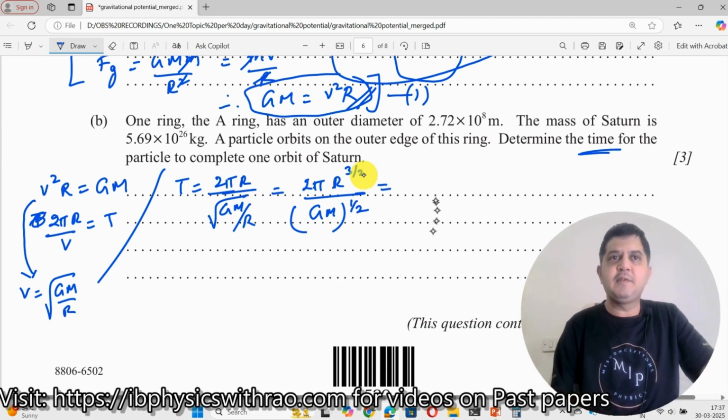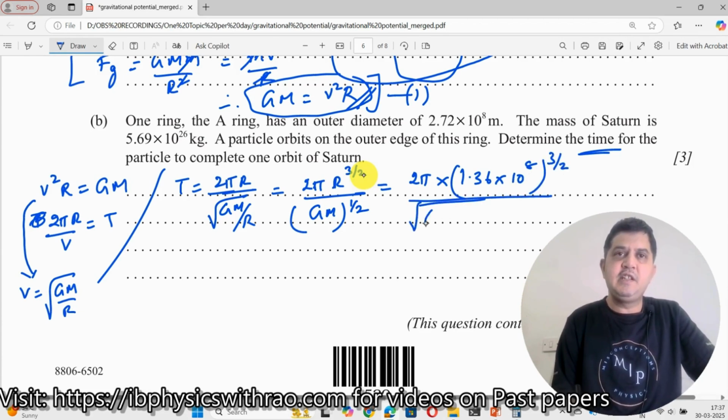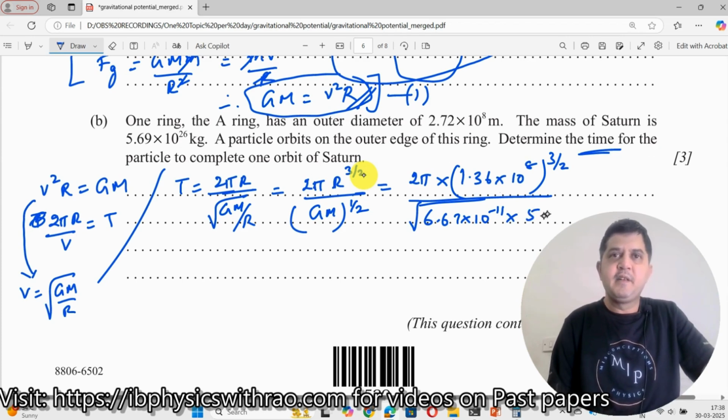Now let us substitute all of them. It should be 2π into, what's the radius? Radius we just found out, 1.36 × 10^8 whole to the power of 3 by 2, divided by square root of G. What is G? 6.67 × 10^-11 multiplied by mass. What is mass? Mass of Saturn is 5.69 × 10^26.